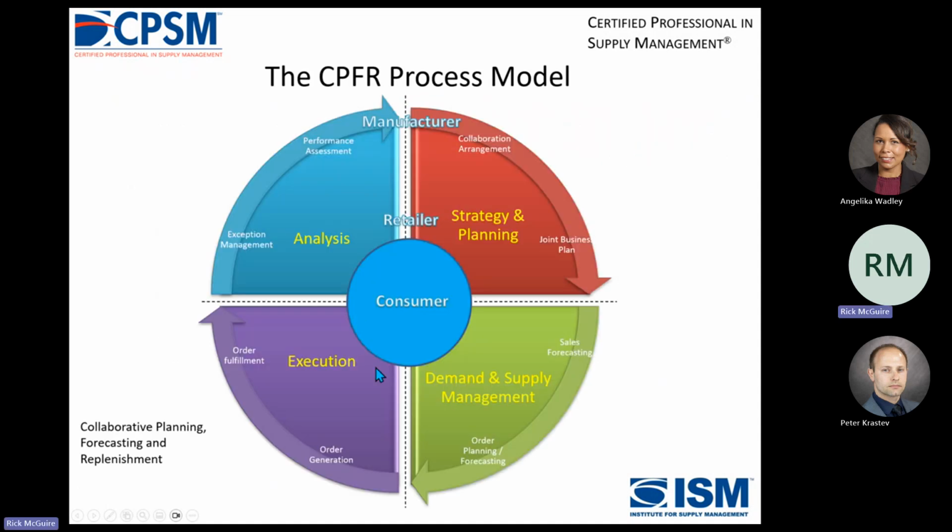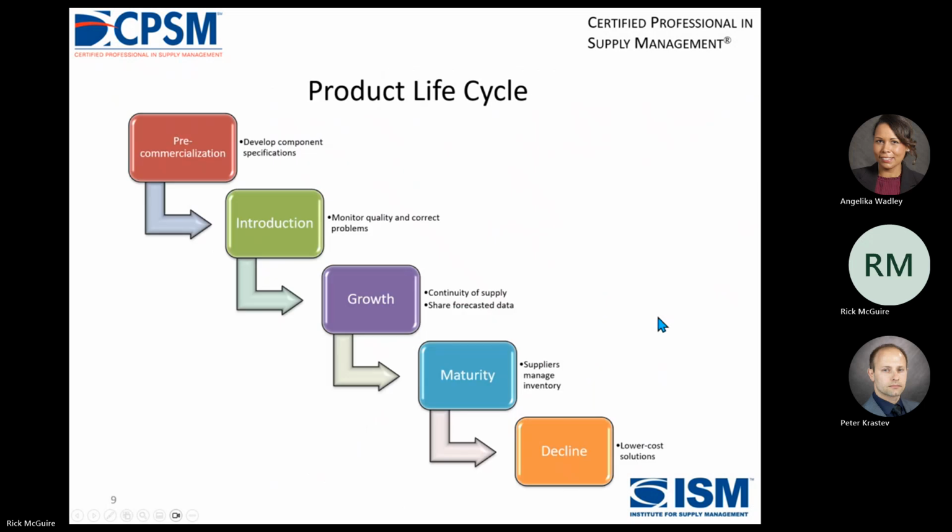And then we've covered this before, the CPFR process. So manufacturer on the outside here in the white, retailer on the inside, and then these are the 4 steps. And then product life cycle. So this is an ISM thing here. They've got 5 different steps to a product's life cycle.